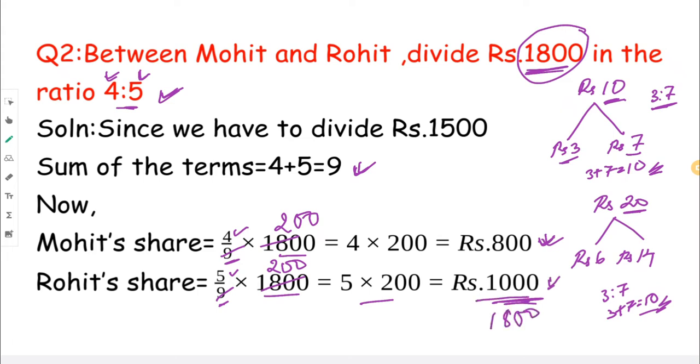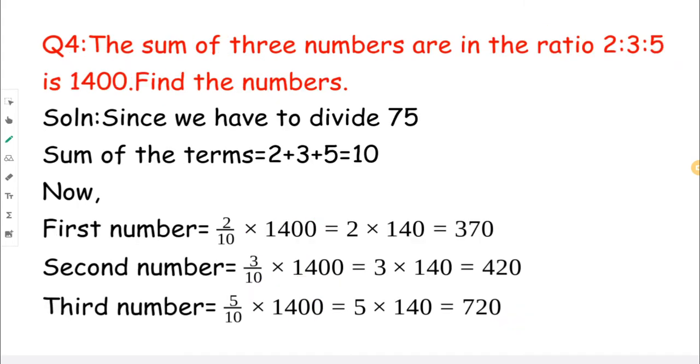All right, let's do the next question. The sum of 3 numbers in the ratio 2:3:5 is 1,400, which means this 1,400 has been divided into how many parts? 5 plus 3 plus 2 is 10, right? So this 1,400 has been divided into 10 equal parts. Okay, so let's find all the 3 numbers.